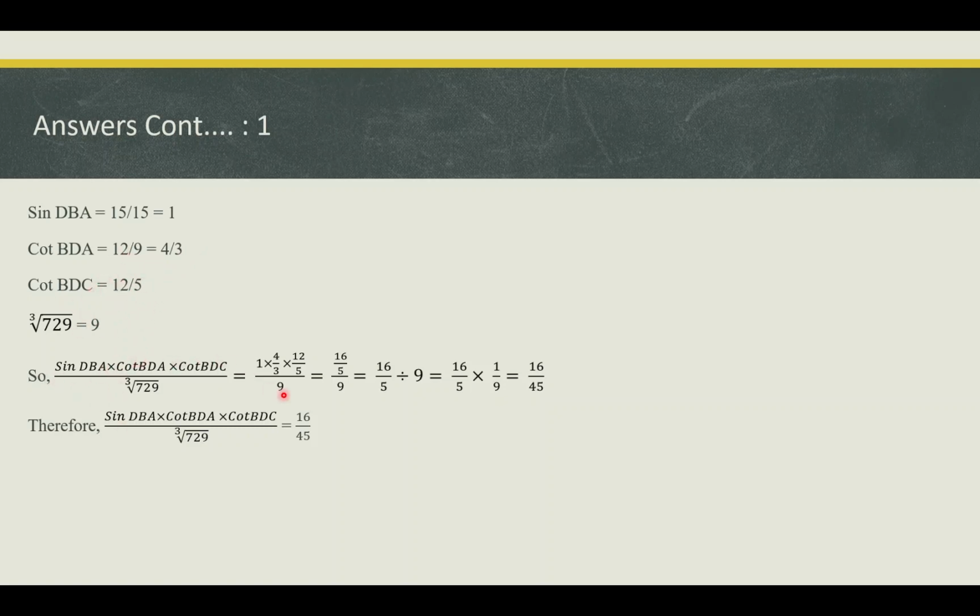And in the original question, they have also asked us to find the value of the cube root of 729. So the cube root of 729 is 9. Now that we have got the values of all these 4 necessities, we will now substitute the values of these functions and the cube root of 729 in the equation. After substitution, it just becomes an easy fraction which will be easy to solve. And the answer is 16 by 45.